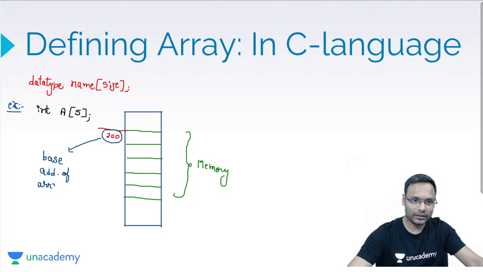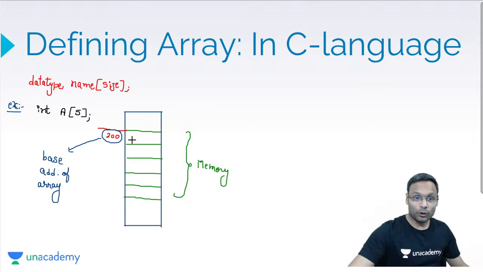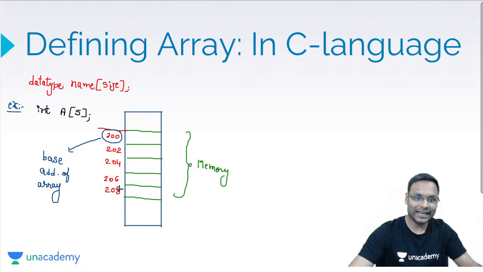Now, if I am saying the first element is stored on 2 locations, can you tell me what should be the address of the second element? Second element address should be 202. Next element address should be 204. Why? Just because each element is stored on 2 locations. I am considering byte addressable memory. So the next element is stored from 206, the next element from 208.